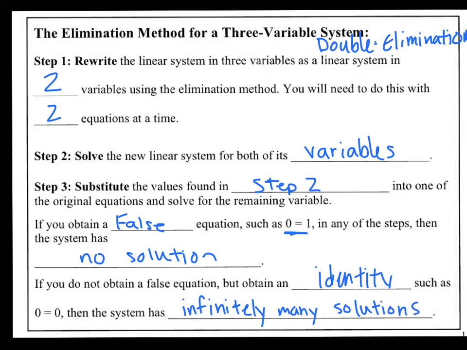So let's go ahead and try this double elimination method if you guys want to flip your page over. Now I'm making a screencast and I'm going to try to make this as neat and as organized as possible.